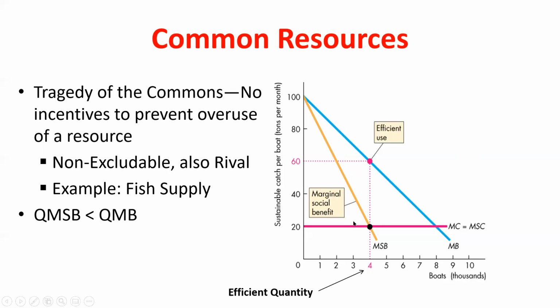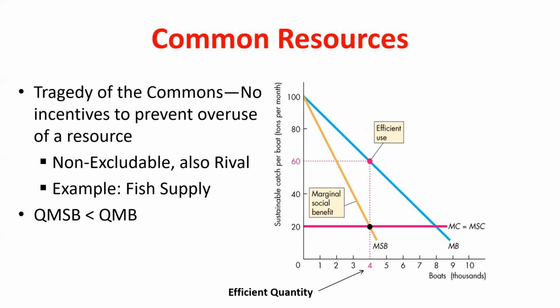So that socially efficient quantity, the quantity we would get from using the marginal social benefit curve, is much lower than the quantity the free market would choose, the quantity chosen based simply off of the private marginal benefits.